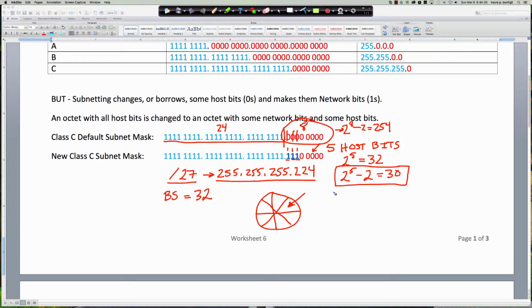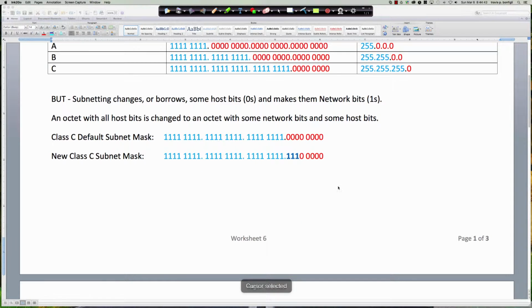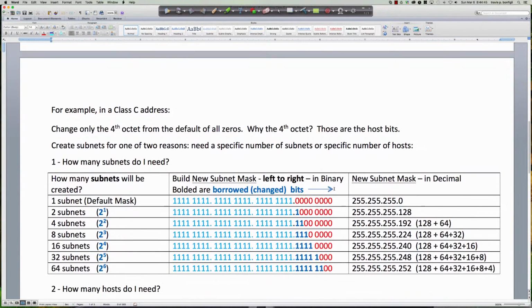So what we do is we subnet. We take that pie and we carve it into more appropriately sized pieces that we are going to be able to fully utilize. So let's go ahead and slide down a little bit here.